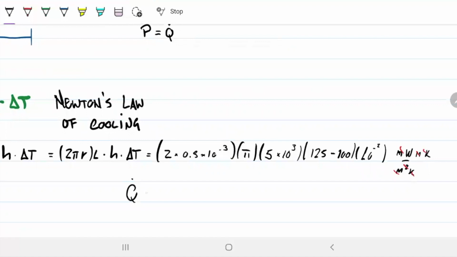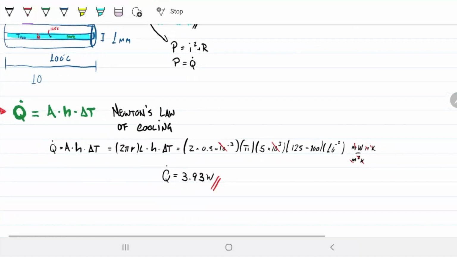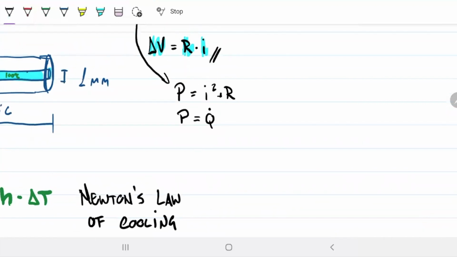This turns out to be 3.93 watts. Back me up on this, please. You can eliminate this with this here, so it'll be 25 times 5 times pi divided by 100. That is the amount of heat transfer that we're going to have due to convection inside that tube. Now, we can assume the electrical power to be the same as the heat transfer. So this will also be 3.93 watts.